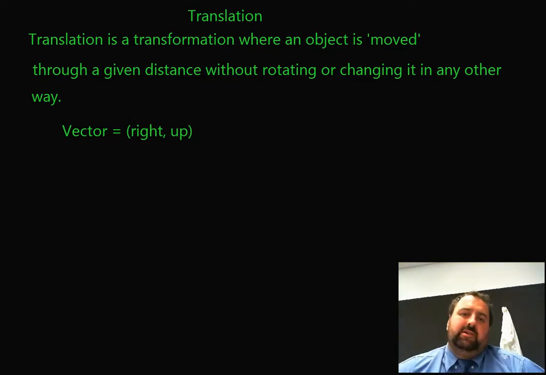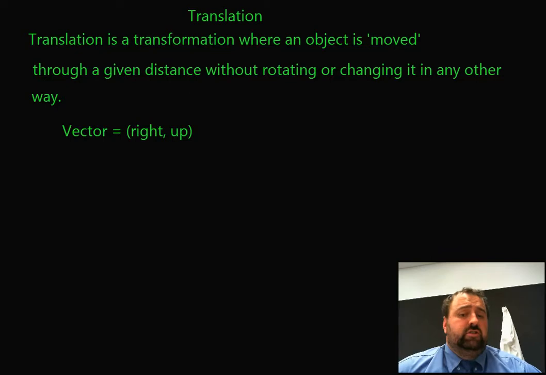Okay, so our next one is translation. Translation's pretty simple. All we're doing is shifting the object around. We're not actually rotating it or flipping it or anything like that. We're just moving it.